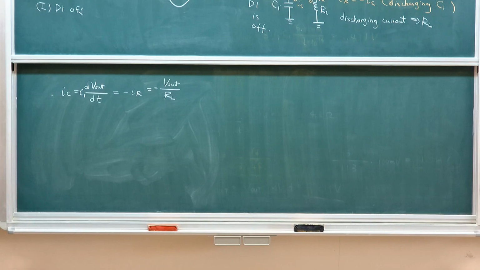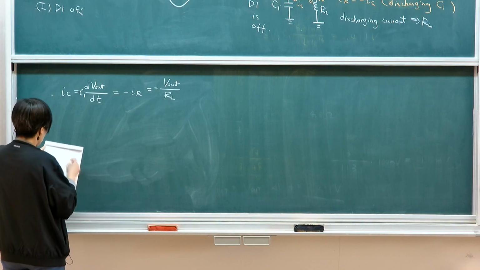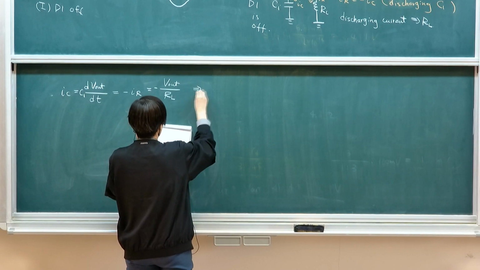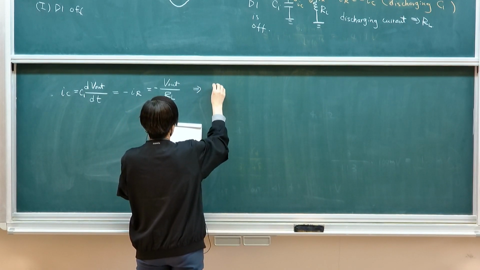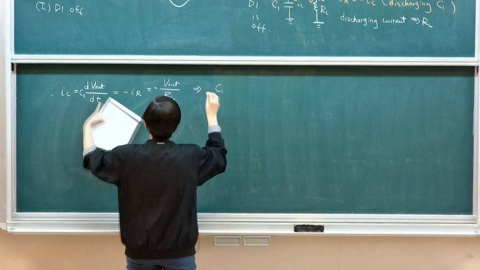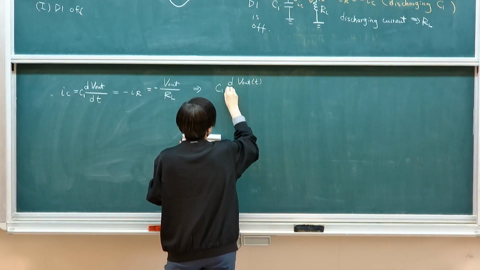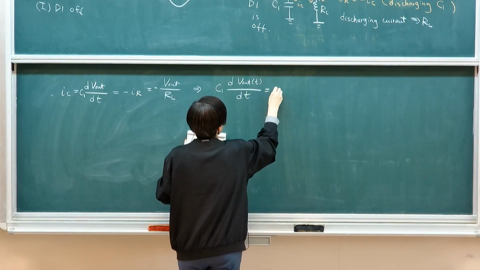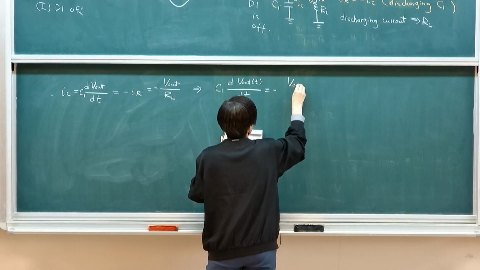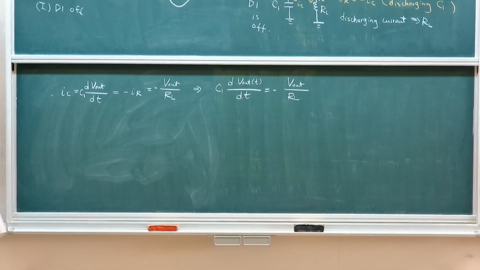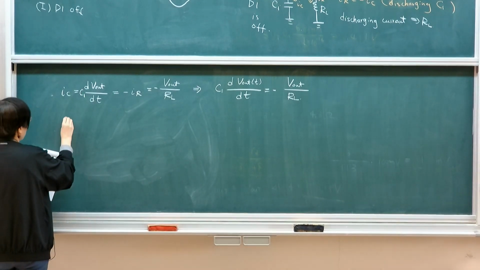You have a differential equation, solve for V out as a function of time. So this equation will look something like this. If I rewrite this equation, it will be C1 dV out as a function of time over dt equals minus VL over R load. Okay? So what does that mean? It will stop dropping. So you solve the differential equation, you can solve for VL.